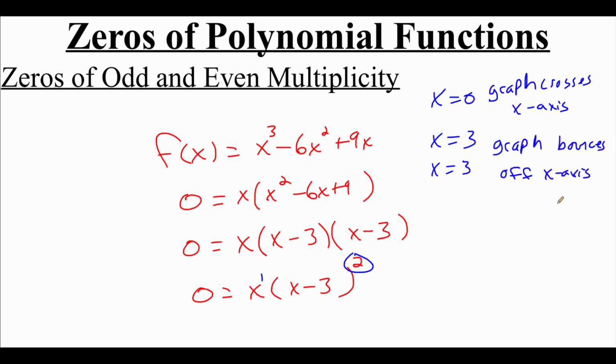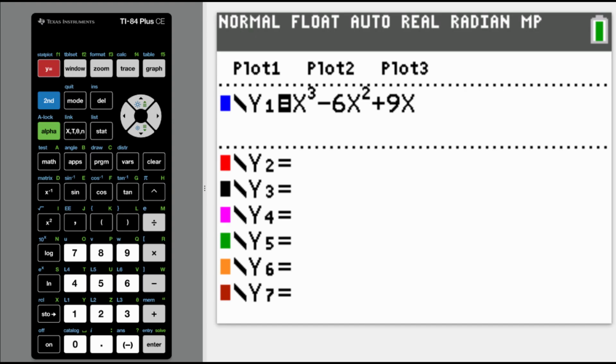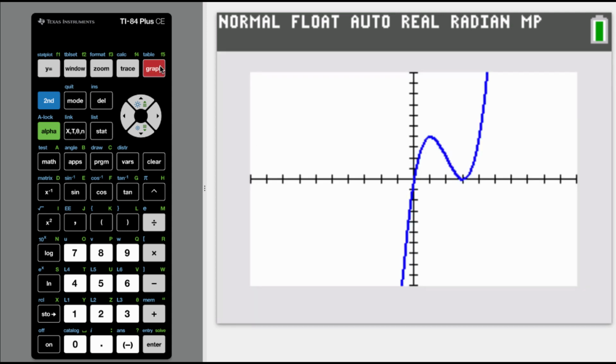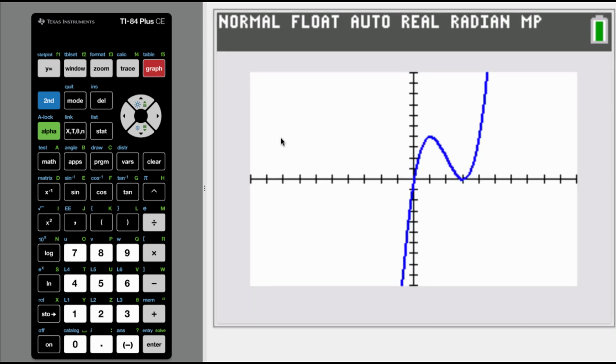I'm going to graph this out on my calculator just to confirm its behavior. So I've got my function typed into my calculator. When I hit graph, I can see that my graph is crossing through the x-axis at 0, but it's only bouncing off of the x-axis at 3.